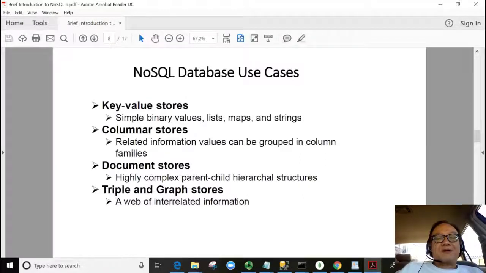Here is a quick look at NoSQL database use cases. In summary, we use key value columnar for storing relatively simple data, and for more complex data or data with complicated relationships in it, we would use document, triple, and graph.